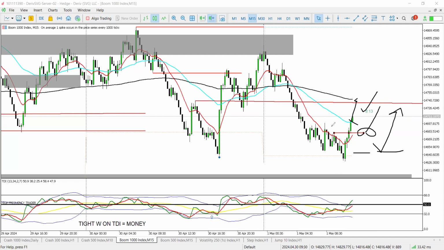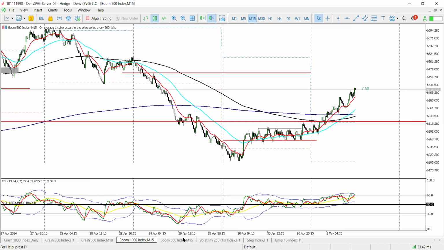But remember, the daily chart is bearish. If the daily chart is bearish, you do not want to hold your buys for too long. I hope that's clear. If there are any questions, feel free to ask. So that's my view on B1000 today.